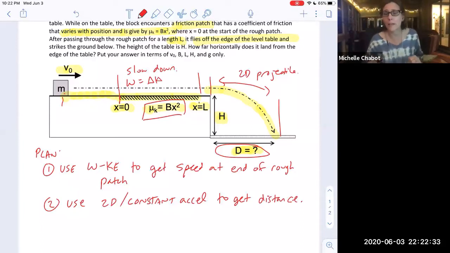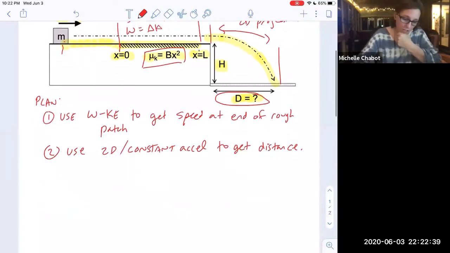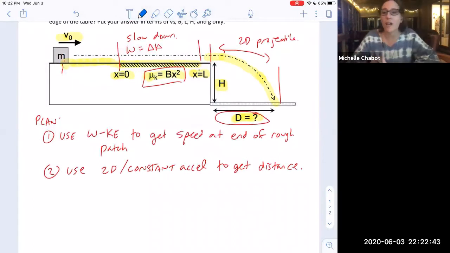So that's my plan in words. And now let's go ahead and do it in equations. So for the first step, the work done in this case, there are no other forces acting to slow it down in the horizontal direction. Yes, there's the normal force and mg, but they're acting perpendicular to the displacement, so they're not doing any work. They're not changing the kinetic energy.